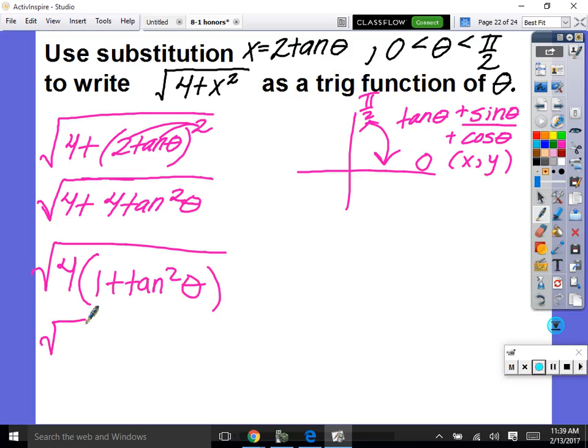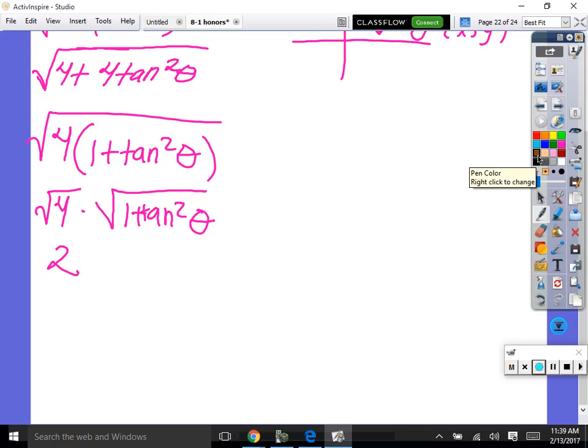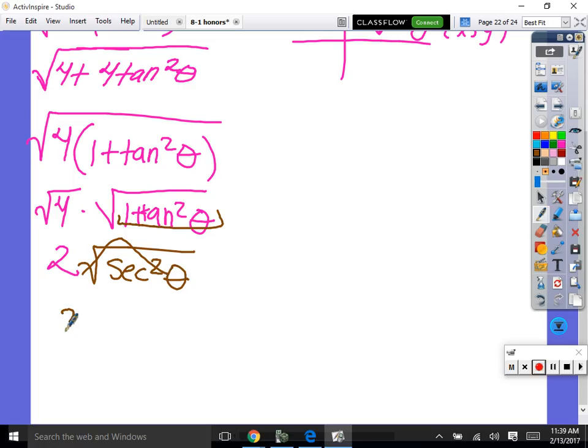So what's the square root of 4 times the square root of 1 plus tangent squared theta? What's the square root of 4? 2. Now can I square root that and square root that? No, that's breaking the forbidden rule. But we can if there's only one square. What's that the same thing as? Secant squared. So we have 2 times the square root of secant squared theta. So isn't that, cancel out, 2 secant theta. Yep. Just taking it and simplifying it in the prettiest form possible.